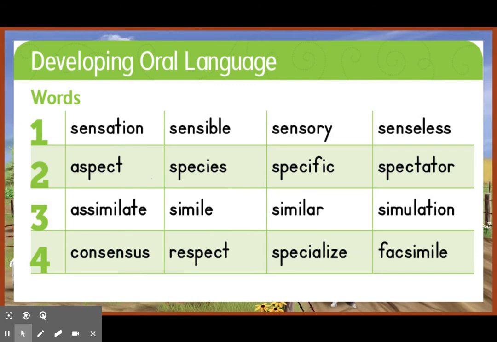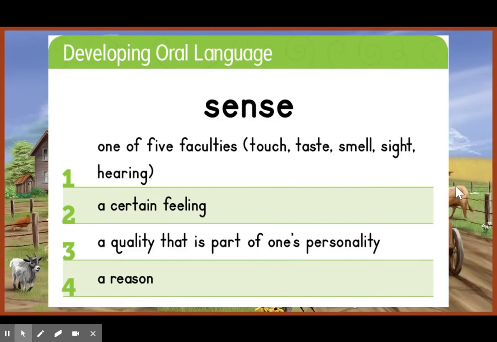Because on the next slide, we are going to talk about maybe the word sense and how the word sense has 4 different meanings, 4 different ways that we can use this word in context. So the first one, is the one that I feel like we talk about the most, one of the 5 faculties. So touch, taste, smell, sight, hearing, one of your 5 senses. We talk about this a lot in language arts. We look at how authors use the senses to describe things to us in using sensory language. You guys have practiced using sensory language to describe things in details. So I think you're pretty familiar with that one.